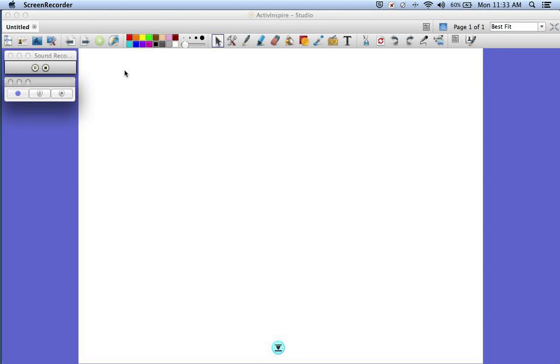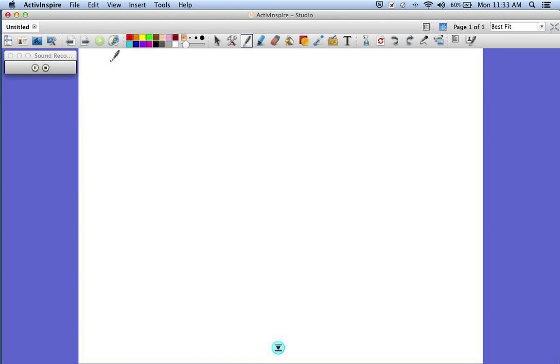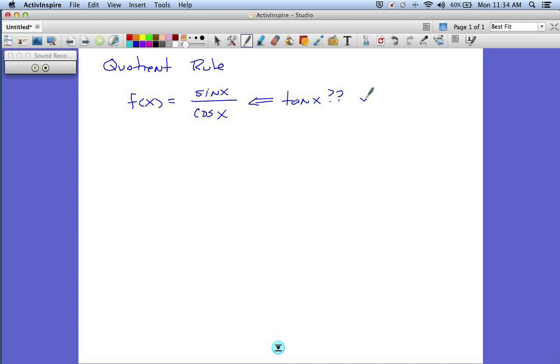Follow up the product rule with the quotient rule. The quotient rule, of course, is used when you have a quotient of two functions. For example, let's say our function is sine of x over cosine of x. Which, hey, that looks familiar. Isn't that tangent? Yes, it is.